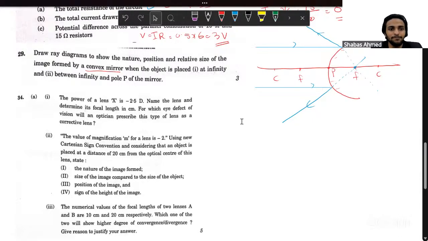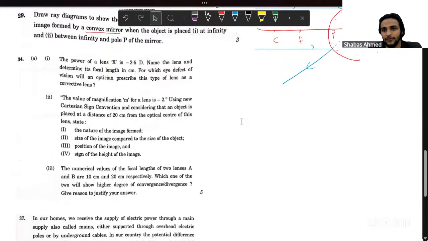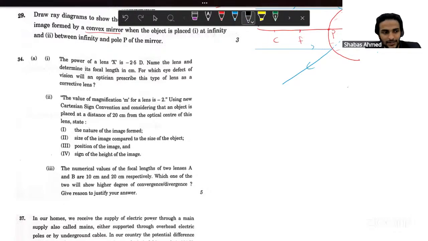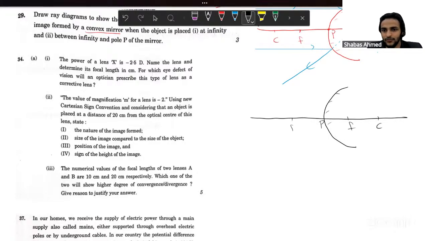But if the object is placed in between pole and infinity of the mirror, in this case, this is pole, focus, center. Here also focus and center. Just imagine the object is in between pole and the infinity. You can choose any point. Now a light ray that is parallel to the principal axis, it is diverging, but the light rays are assumed to be passing through the focus.